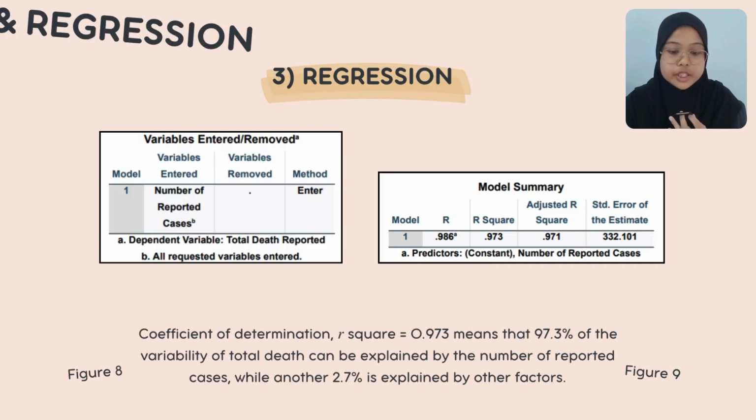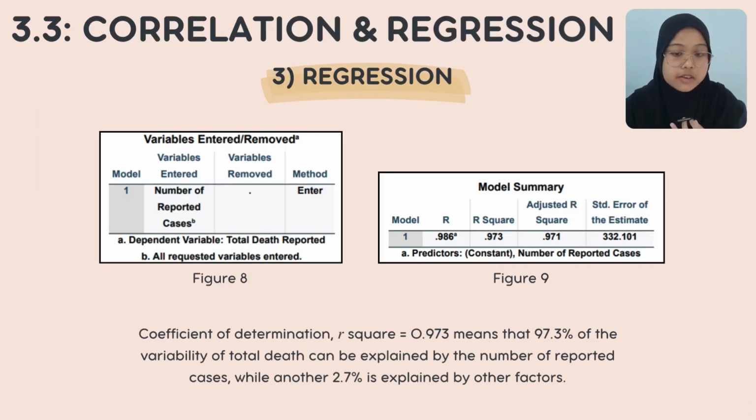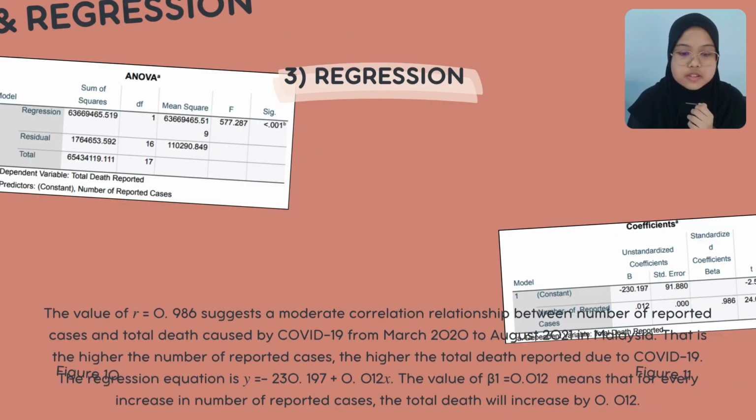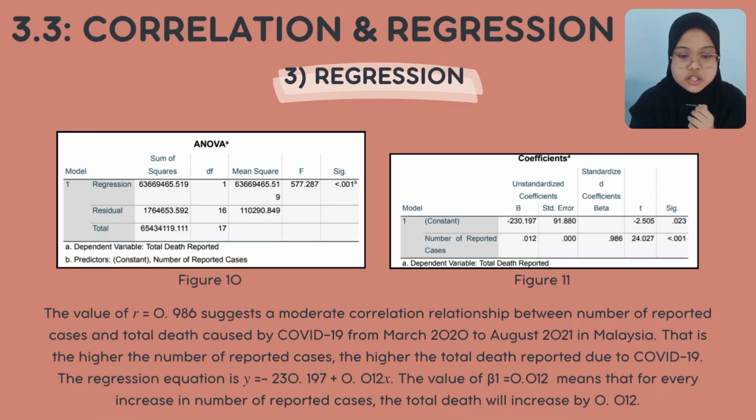Thirdly, for the regression part, the coefficient of determination R square equals 0.973, which means that 97.3% of the variability of total death can be explained by the number of reported cases, while another 2.7% is explained by other factors. The value of R equals 0.986 suggests a moderate correlation relationship between number of reported cases and total death caused by COVID-19 from March 2020 to August 2021 in Malaysia. That is, the higher the number of reported cases, the higher the total death reported due to COVID-19.